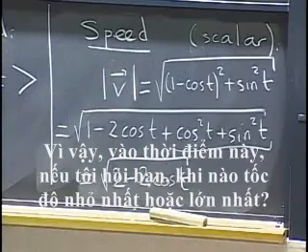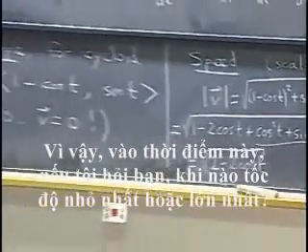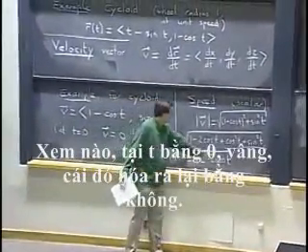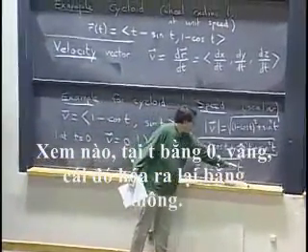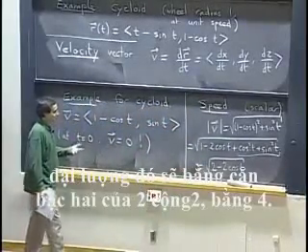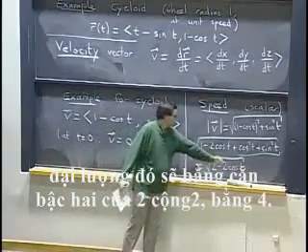So at this point, if I was going to ask you when is the speed the smallest or the largest, you could answer based on that. See, at t equals 0, that turns out to be 0. The point is not moving. At t equals pi, that ends up being square root of 2 plus 2, which is 4.